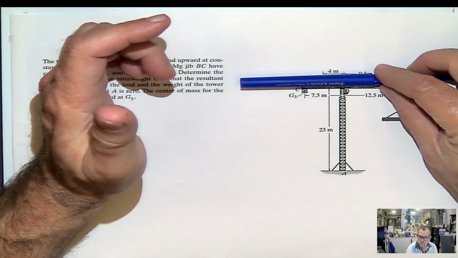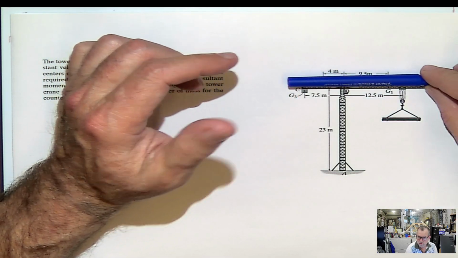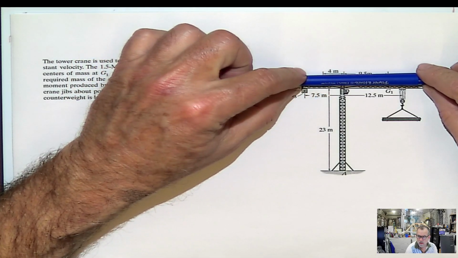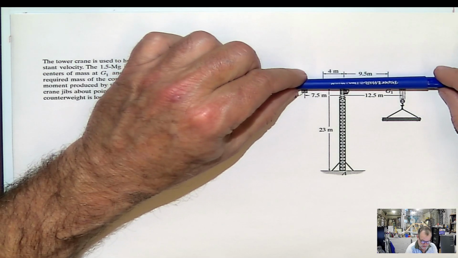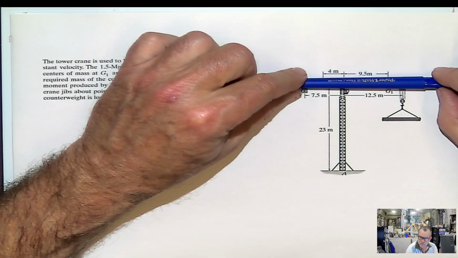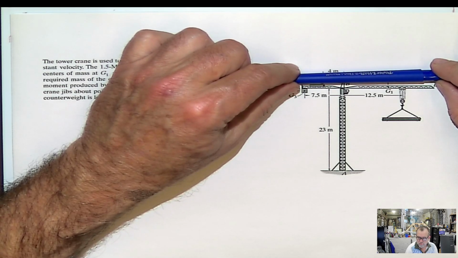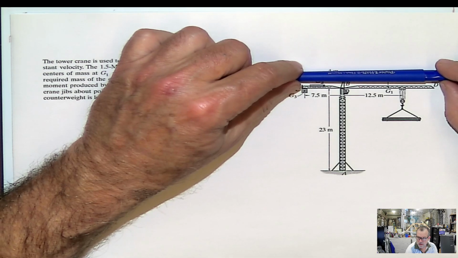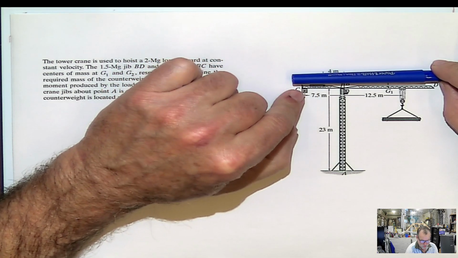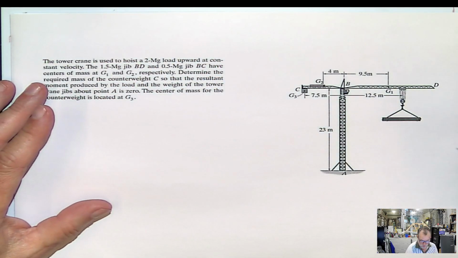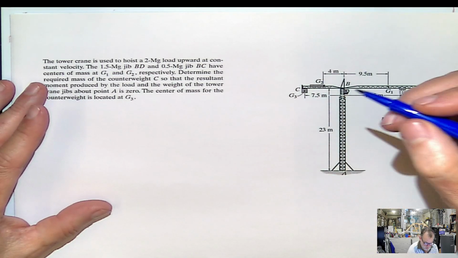So either the boom moves or the counterweight moves and increases. In this case, let's say this is fixed in that position. I shouldn't say fixed, but let's say that it's not going to change position, but we don't know how much the counterweight is for the total moment at B to be zero. But overall it's the same problem.